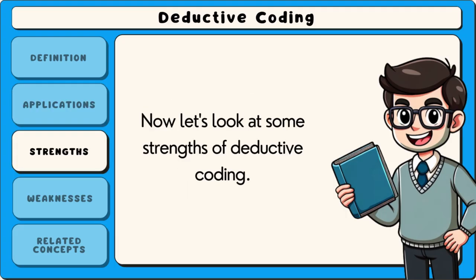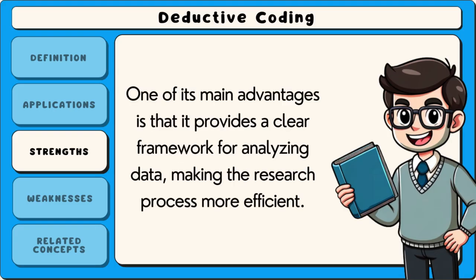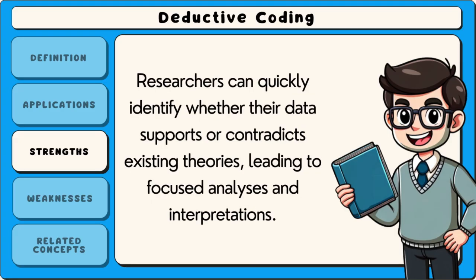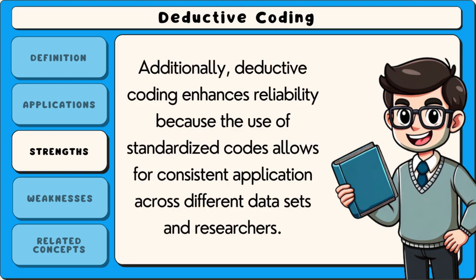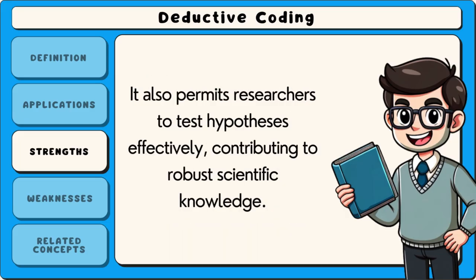Now let's look at some strengths of deductive coding. One of its main advantages is that it provides a clear framework for analyzing data, making the research process more efficient. Researchers can quickly identify whether their data supports or contradicts existing theories, leading to focused analyses and interpretations. Additionally, deductive coding enhances reliability because the use of standardized codes allows for consistent application across different datasets and researchers. It also permits researchers to test hypotheses effectively, contributing to robust scientific knowledge.